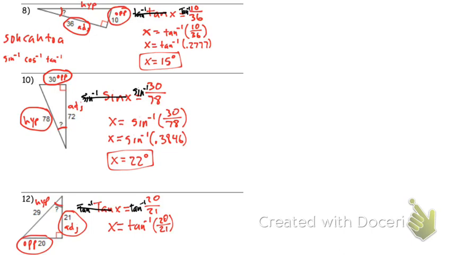Get our trusty calculator out, and what's 20 divided by 21? 0.9523. So x is equal to tangent to the negative 1 of 0.9523. Then we do the inverse tangent of that, and we get x is equal to 43 degrees.